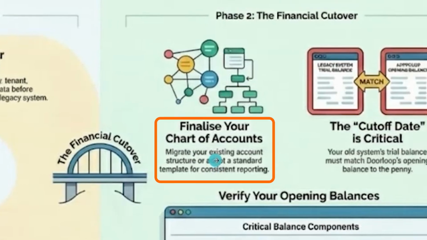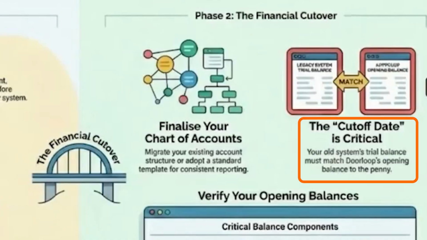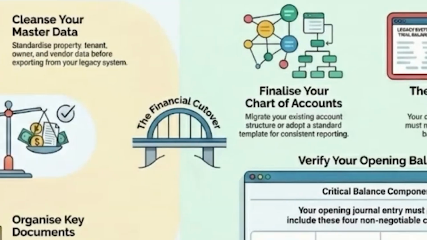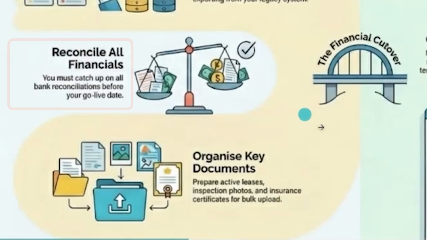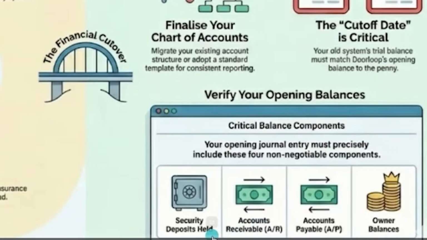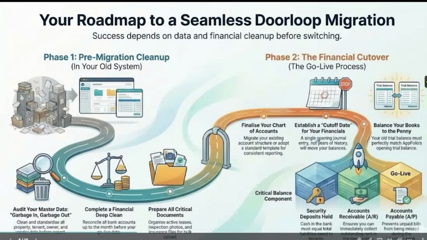Finalize your chart of accounts. Whether you want to just take over as is what you have, or consider a new chart of accounts. Usually there is a cutoff date. The cutoff date is when you're planning to migrate. For example, if you want to migrate from system A to DoorLoop on Jan 1st or December 1st, that is your cutoff date. So you would keep everything in the old system before that, and after that, you would make sure DoorLoop has the latest information. And organize your documents such as leases, inspection photos, and reconcile on a regular basis, so that the opening balances, whether the security deposits, accounts receivable, accounts payable, owner balance, all these are accurate.